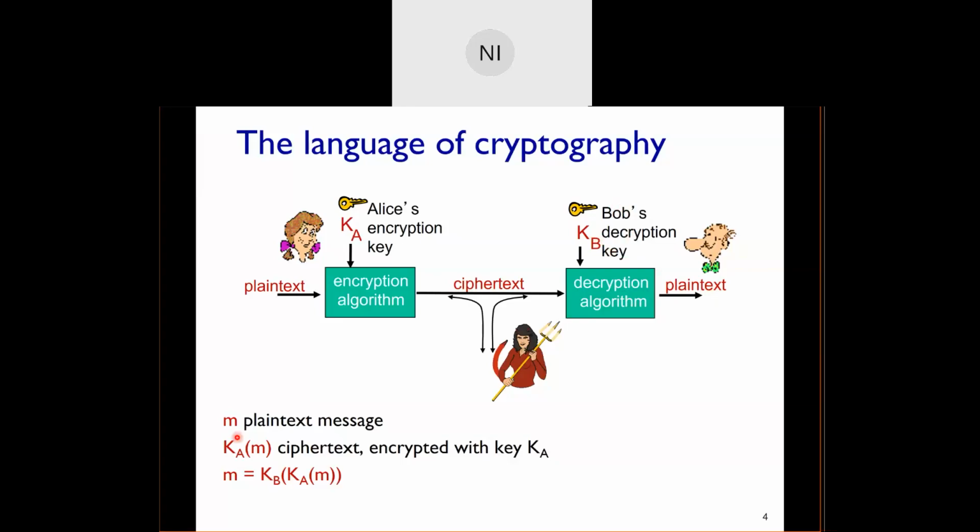Here we use M to represent plain text. KA of M gives you ciphertext, by encrypting the message with the key that is owned by Alice. By applying KB on the ciphertext, we get back the plain text again. So this is at a very high level. I'll come back and talk about how this is achieved in the context of both symmetric key cryptography and asymmetric key cryptography. But at the high level, I can assume that there are two keys.